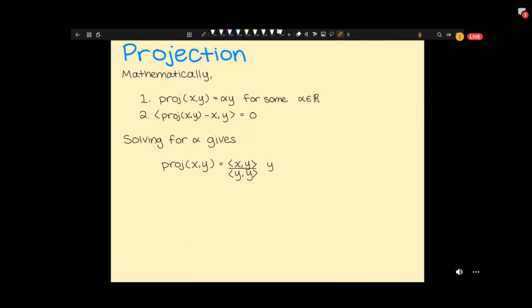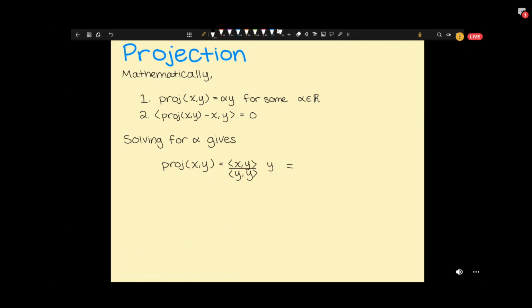And then the upshot to all of this, I didn't write out the computation, but the upshot is that this alpha, the projection of x onto y, is the inner product of x and y divided by the inner product of y with y, times y. And we're now going to rearrange something a little bit.